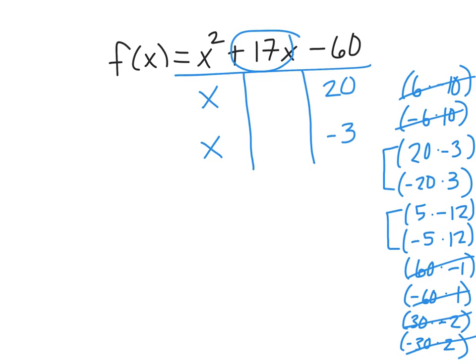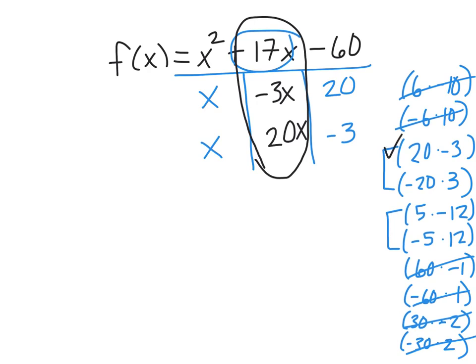Okay? I'm going to cross multiply. I get negative 3 times x gives you negative 3x, and 20 times x gives you 20x. And notice how negative 3x plus 20x gives you 17x. It does work. So we got lucky. We got it right in the first try.